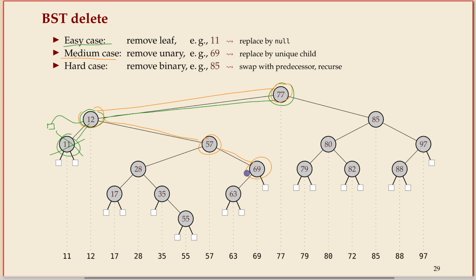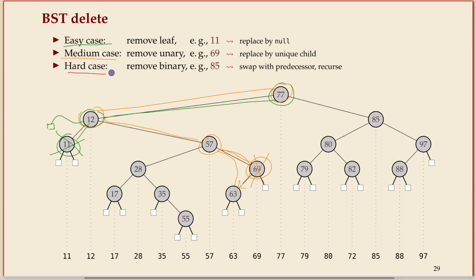We found 69, so now let's get rid of it. But it has some children, so we can't just set the parent pointer to null. That would be wrong. But it has one null pointer. So what we can do is rewire the parent pointer to point to the single child of that node instead. So we get rid of the 69 and reconnect this. And then again, everything that was in the tree below this is still reachable.